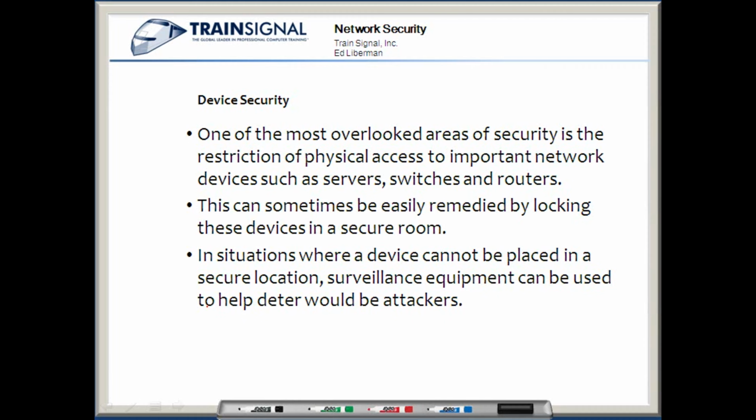Now, the other thing that I was going to mention that you can do if a device can't be put in a secure location is at least maybe put it in a hidden location. In other words, if it can't be in a locked room, maybe you can put it up above a false ceiling or below a raised floor.